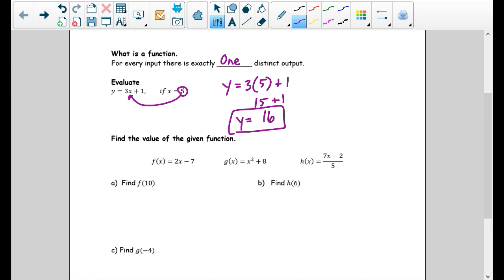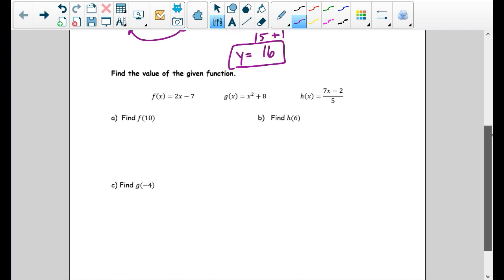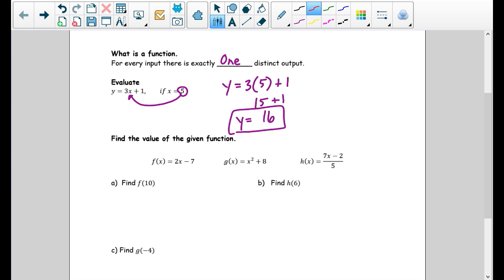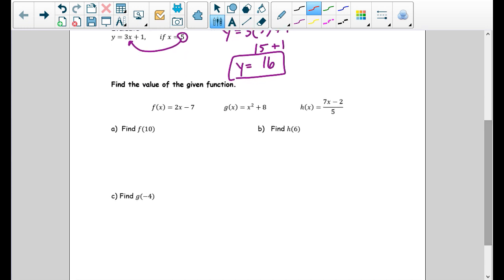Okay? So now we're going to take a look at operations with functions. Okay? So first thing is, they're going to give us in function notation. So function notation just says this right here. So instead of a y, they're putting it in function notation. So this is function f. Okay, function g, function h.